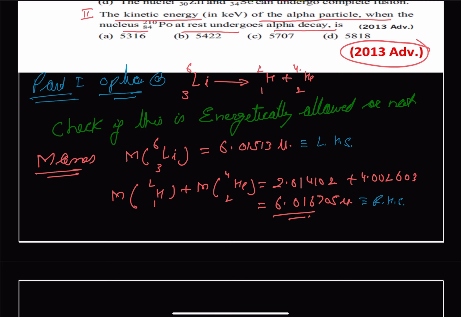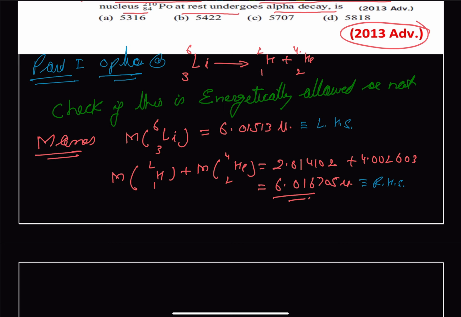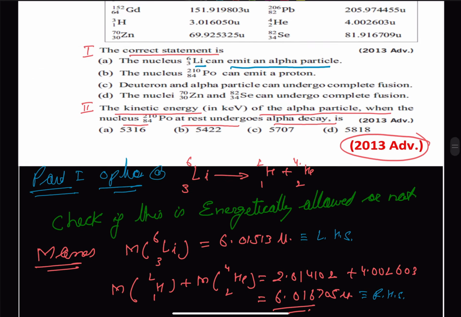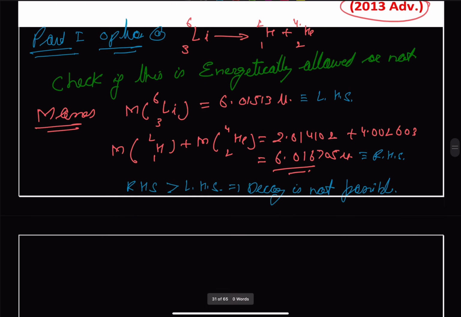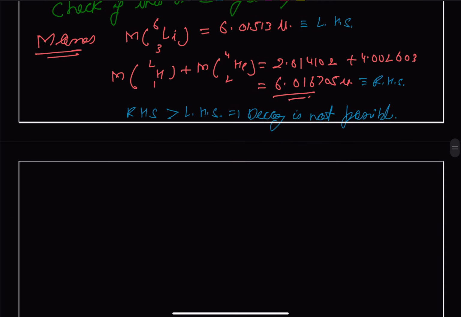So from here we can clearly see that our RHS is greater than our LHS. Therefore, decay is not possible. So option A is incorrect. We are going to check all these options.